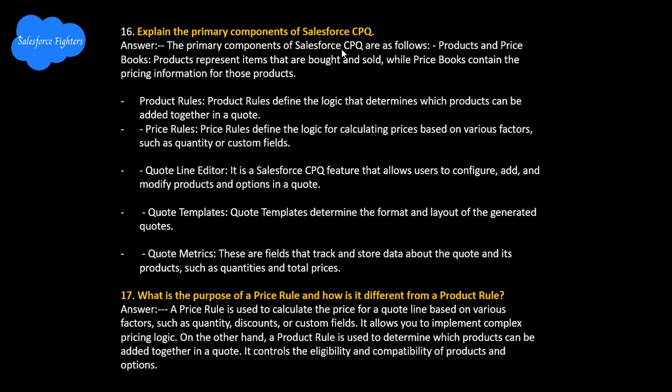The primary components of Salesforce CPQ are products, product rules, and price books. Products represent items that are bought and sold. Price books contain the pricing information for those products. Product rules define the logic that determines which products can be added together in the quote. Price rules define the logic for calculating pricing based on various factors such as quantity or custom fields.